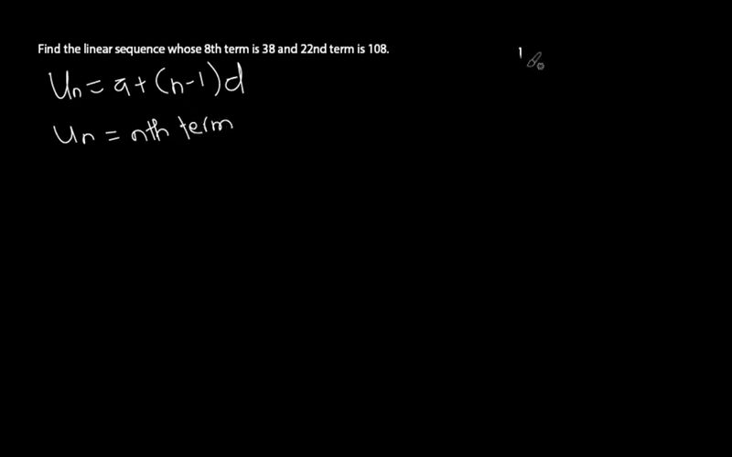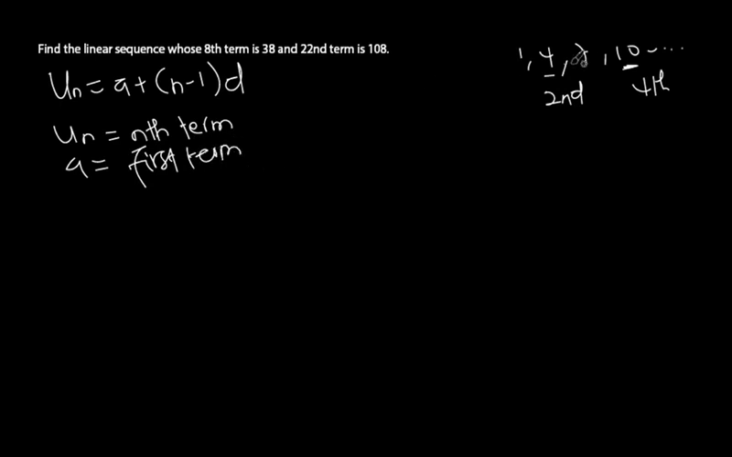So maybe if we have 1, 4, 7, 10, and so on, the nth term is a particular number within the sequence. For example, 10 is the fourth term over here. That is 1, 2, 3, 4. So 10 is the fourth term, and 4 is the second term. So that is what the Un, which is the nth term, stands for. The a is the first term in the sequence. In this example, 1 is the first term, so it will be the a.